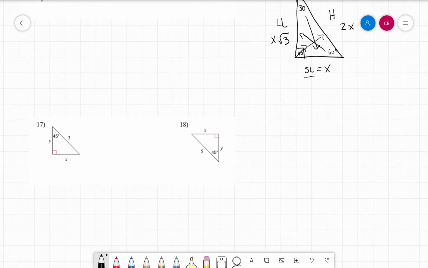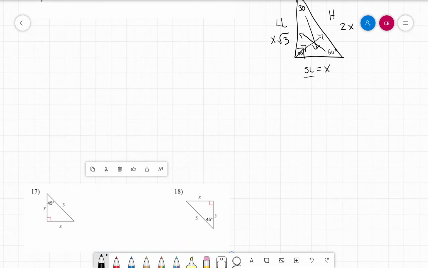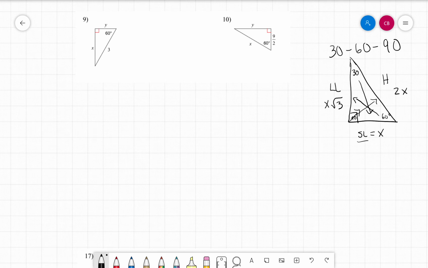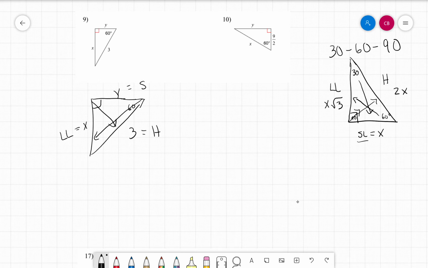Okay, with that being said, let's solve these two problems real quick and figure out what these side lengths are. So, to do this, we have the following triangle. This is 3, this is x, this is y, this is 60. We must identify the short leg, the long leg, and the hypotenuse. This is across from the right angle, so this is h. This is 60, so across from it is the long leg, and this is the short leg. So let's figure out what y is and what x is.